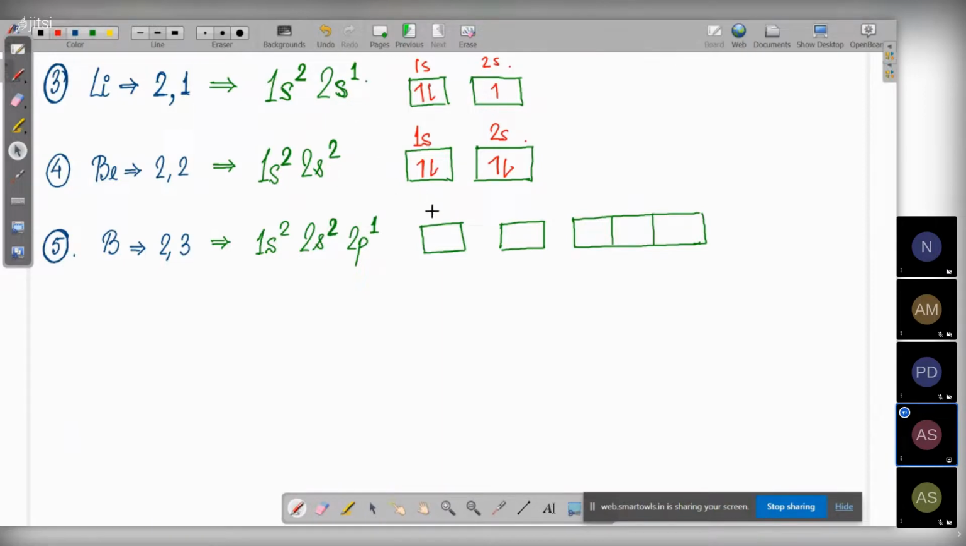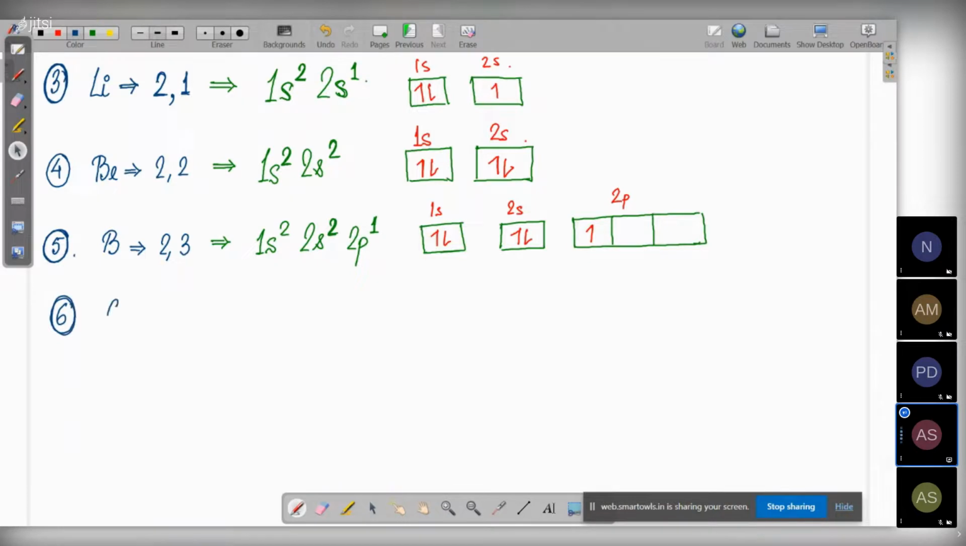So that is why this is 1s, 2s, 2p. Now you write 1s2, 2s2, 2p1. Done. Now you will tell me what will be the configuration of carbon.